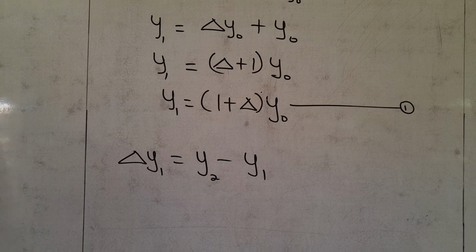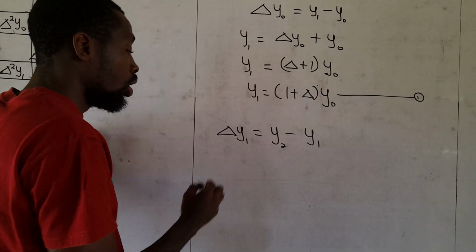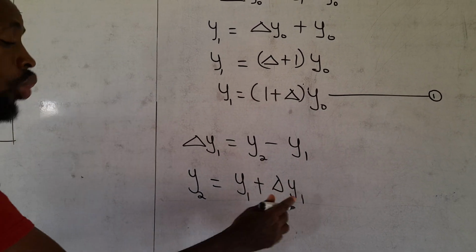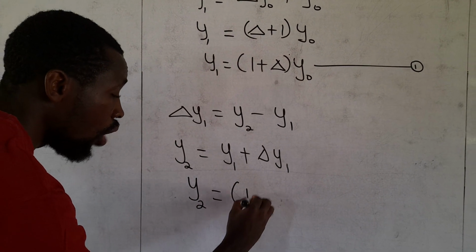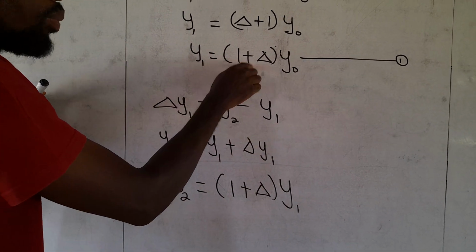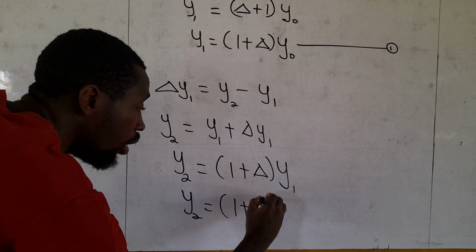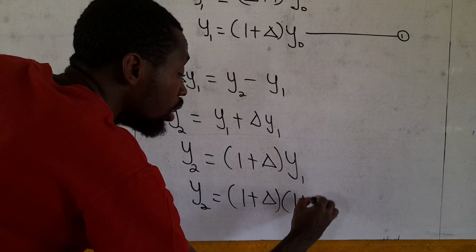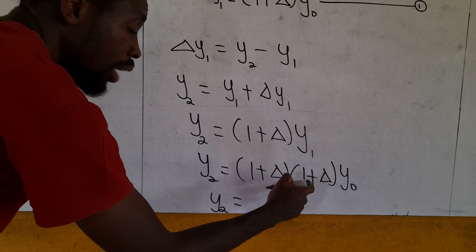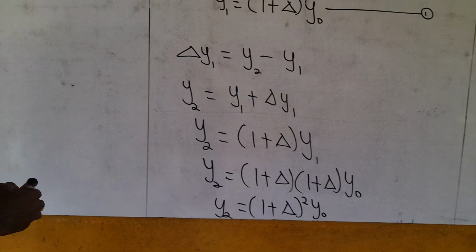And the second difference, that's our del y1, is equal to y2 minus y1. Let's try to make y2 the subject. So we can say y2 is equal to y1 plus del y1. So y1 is common to them, so we can say y2 is equal to 1 plus del y1. Now what's our y1? Our y1 is 1 plus del y0. So we substitute. So we can say our y2 is equal to 1 plus del, then in place of y1, we substitute 1 plus del y0. So our y2 will be equal to 1 plus del times 1 plus del, which is 1 plus del exponent 2 y0. I hope you hear that.